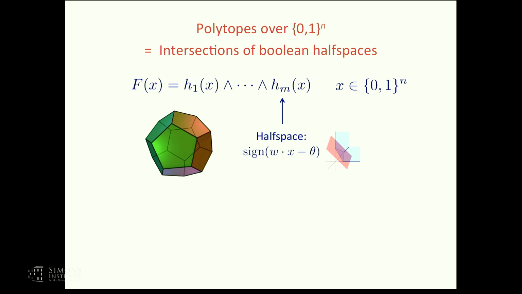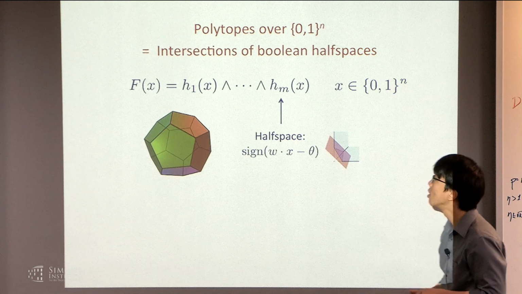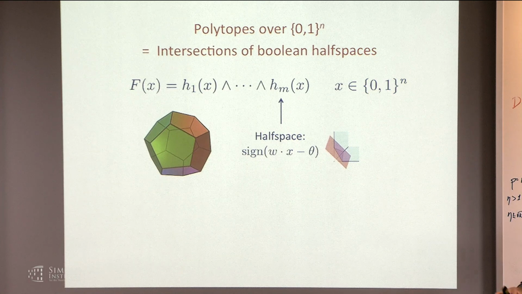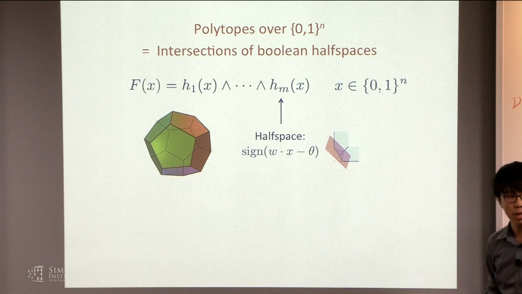So we'll be concerned with the basic object in this talk, polytopes over the discrete hypercube {0,1}^n. These are functions f that can be described as intersections of half spaces, f is the AND of h1 to hm, and each hi is a half space, the sign of a linear form. And we'll be concerned with polytopes over the discrete cube {0,1}^n.